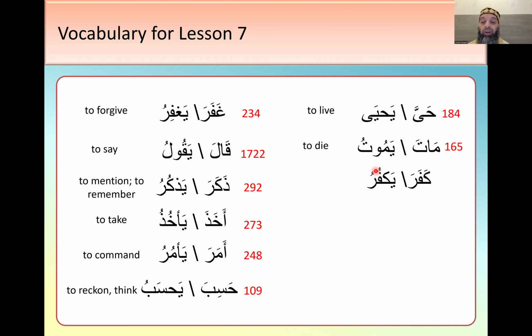165. كفر يكفر. Excellent. To disbelieve. So kafara, he disbelieved. Yakfuru, he disbelieves. Can also mean to be ungrateful. And it originally means to hide. Linguistically, before Islam, when it was used, it means to hide. And a person who is disbelieving is hiding the truth.